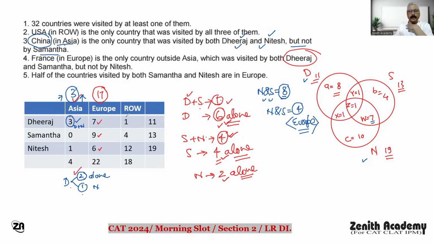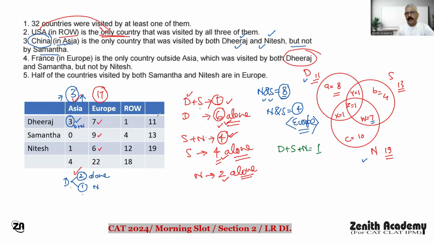Now what about the rest of the world? In the rest of the world, Dheeraj visited only 1 country. Okay. Look here. Dheeraj visited 1, and in the rest of the world it was given USA is the only country that was visited by all 3 of them. So in the rest of the world, Dheeraj plus Samantha plus Nick, 1 country. So Dheeraj actually visited 1 country in the rest of the world.